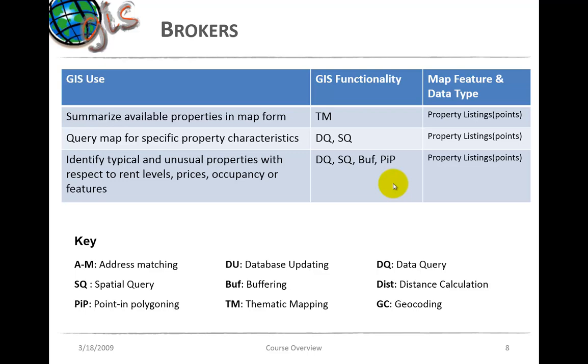So you can identify outliers, unusual properties with respect to rent levels, prices, occupancy, or features, and you need to do this as a broker to identify market outliers. So essentially, you'll be using data querying, spatial querying, buffering, and point in polygoning.